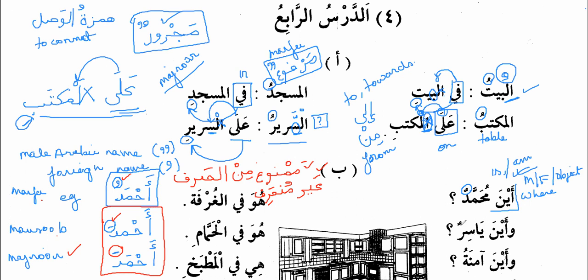Wa ayna Yasirun? If there is a tanween, know that it is an Arabic name. Where is Yasir? Aina Aminatu. I will explain about the feminine names, but right now I'll just explain about the male names and about the damirs coming. So let me clear my drawing so I can explain about the feminine names.